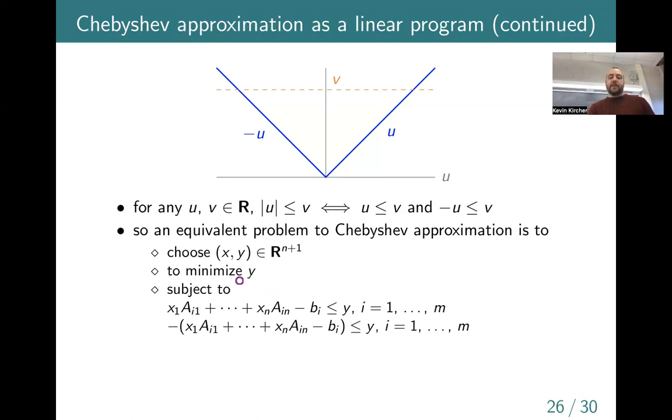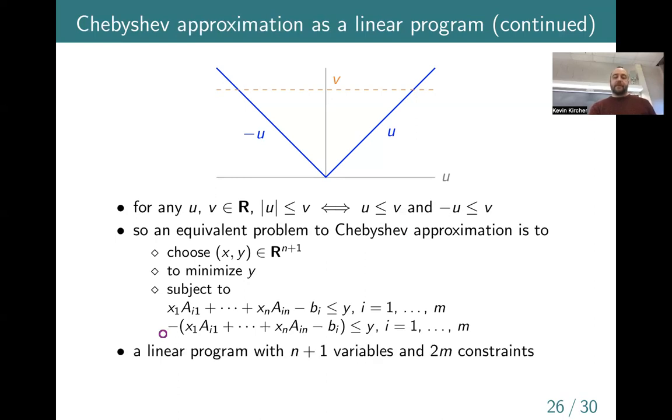So now we have a linear objective. It just picks out one component, the n+1 component of our decision variable. And we have a bunch, 2m, of linear constraints. So this is now a linear program, and you can apply all the very robust and highly developed linear programming machinery to solve this thing.